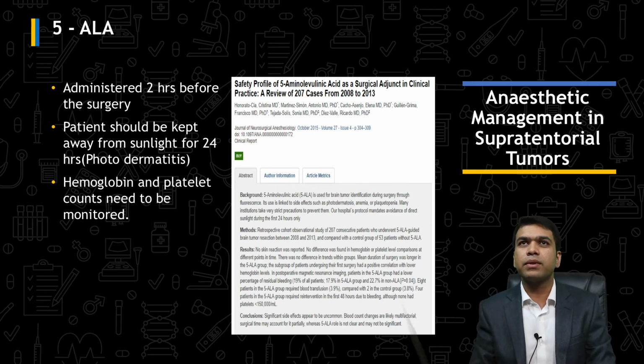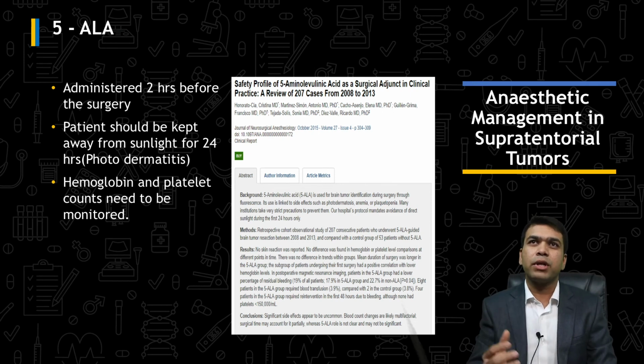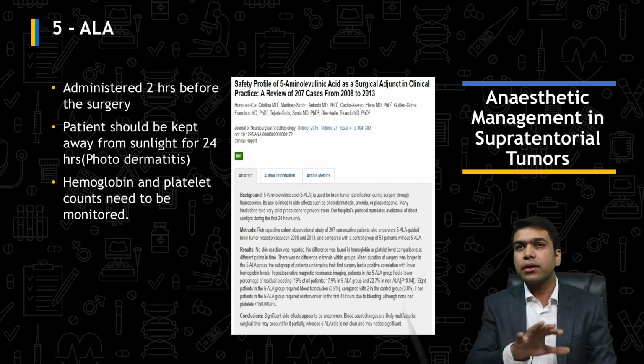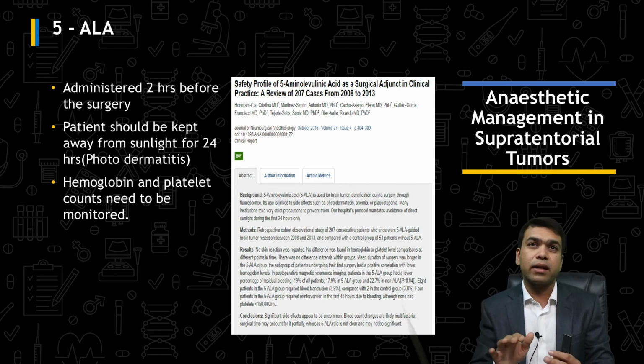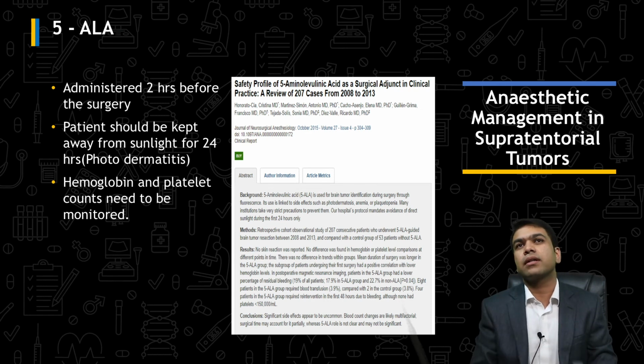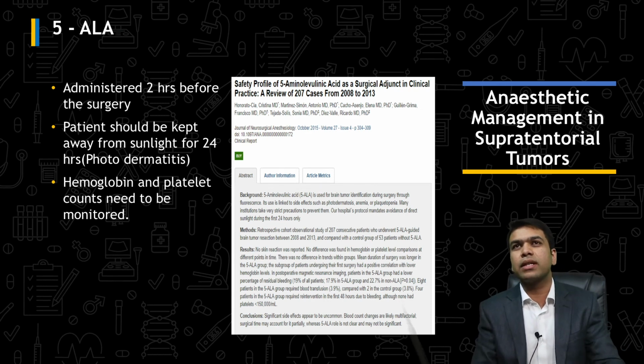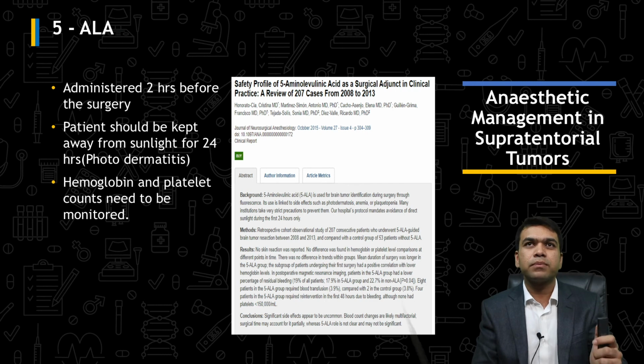But I found a study done on 207 cases between 2008 and 2013. They did not find any kind of skin reaction, and they did not find any hemoglobin or platelet count drop during administration of 5 ALA. So it is a very safe drug to administer.